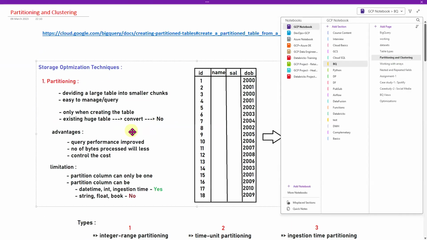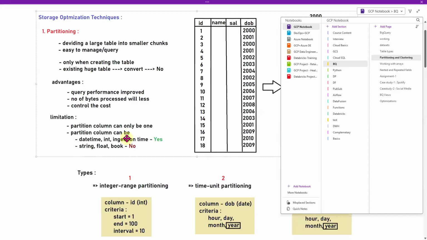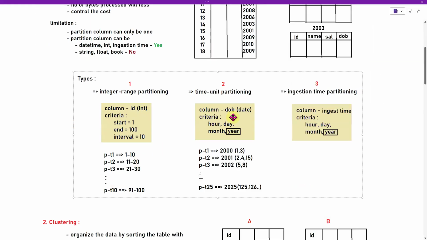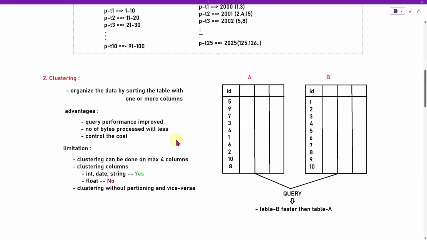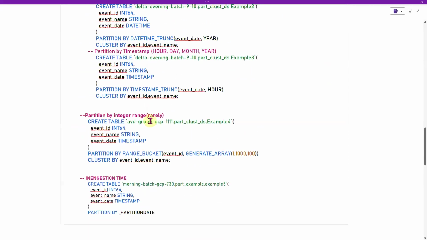Partitioning, storage optimization techniques such as what is partitioning, what is clustering, the advantages and limitations. Different types of partitioning: integer, time unit, ingestion time. Clustering also here. And creating the partitioning as well as clustering.